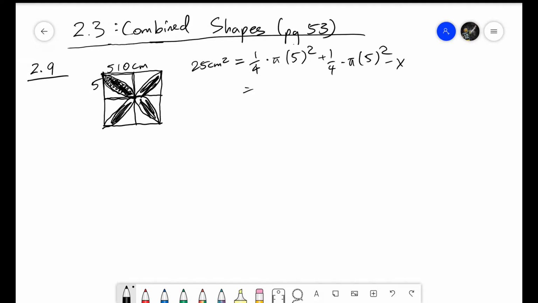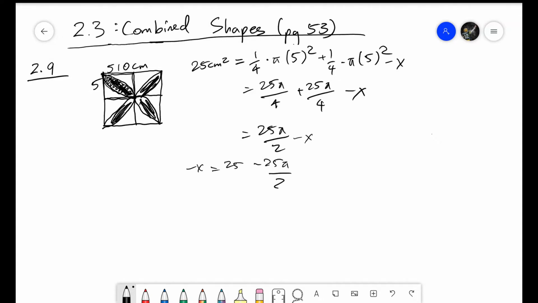Then you can simplify this by writing it as 25 pi over 4 plus 25 pi over 4 minus x. Then you can combine these two terms, which gives 25 pi over 2 minus x. Then you subtract 25 pi over 2 from this side, and you get negative x equals 25 minus 25 pi over 2. Then you multiply each side by negative 1 and you get x equals 25 pi over 2 minus 25. And this is approximately equal to 57.14 centimeters squared.